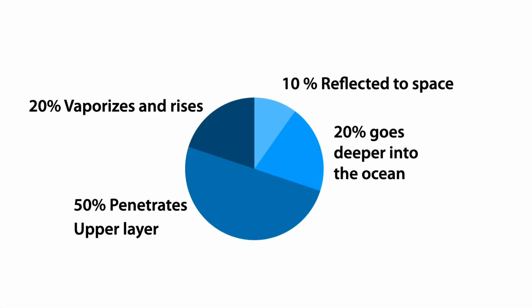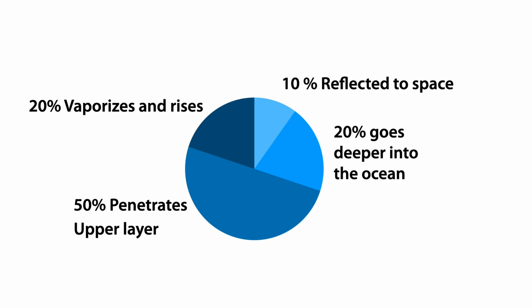Now here's the picture in the oceans. About 10% of sunlight hitting the oceans reflects back to space, like a mirror. 20% is vaporized on the surface and rises into the atmosphere. About 50% of the photons penetrate the upper layer of water to about 10 meters, and about 20% more make their way into deeper ocean layers. Oceans cover 70% of the surface, and the oceans absorb 70% of that incoming energy.